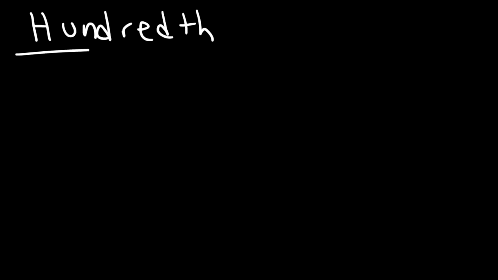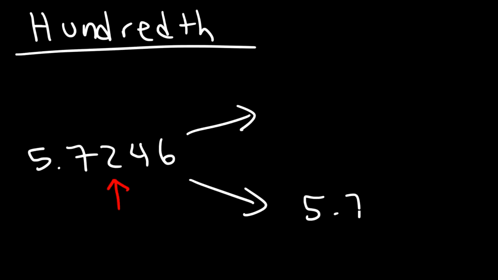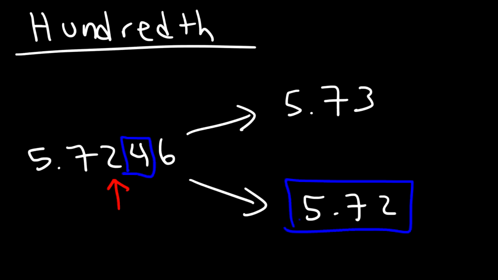Now let's focus on rounding to the nearest hundredths place. So let's say we have 5.7246. Go ahead and round it to the nearest hundredth. So this is the hundredths place. So it's either going to be 5.72 or we're going to round up to 5.73. So looking at the next number 4, that's less than 5, so we need to round down to 5.72.